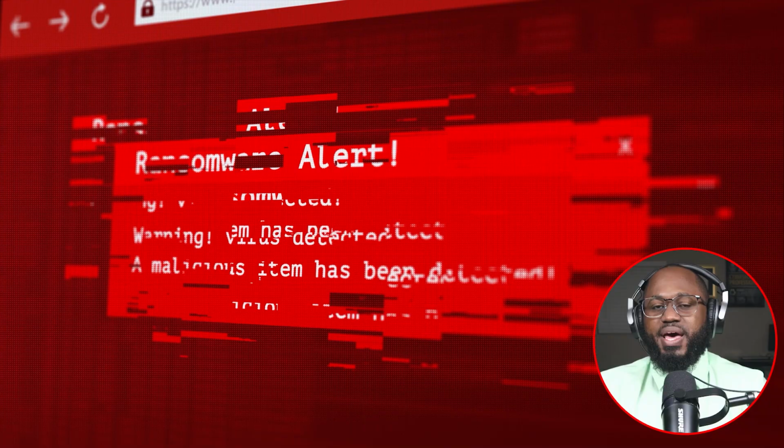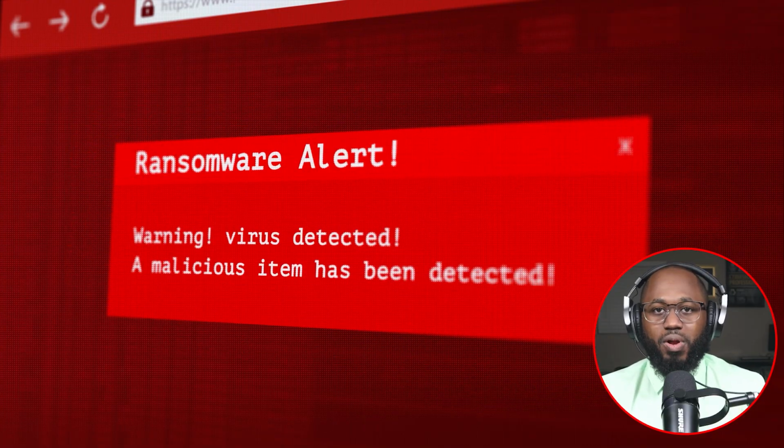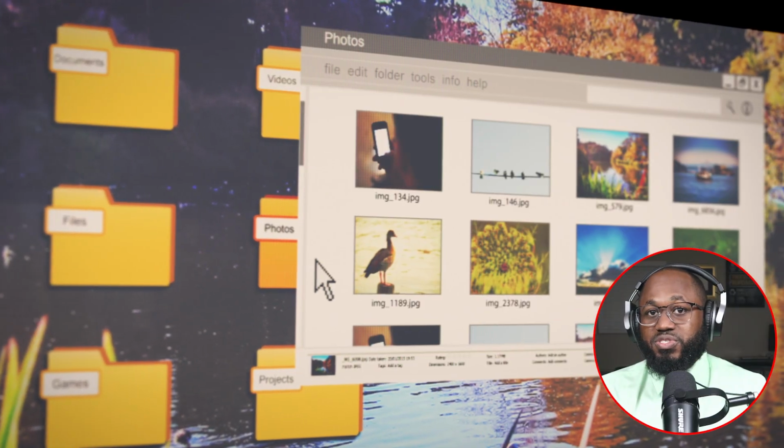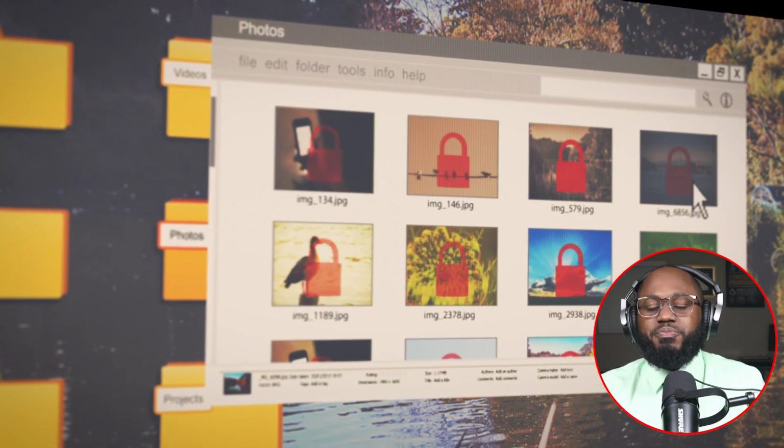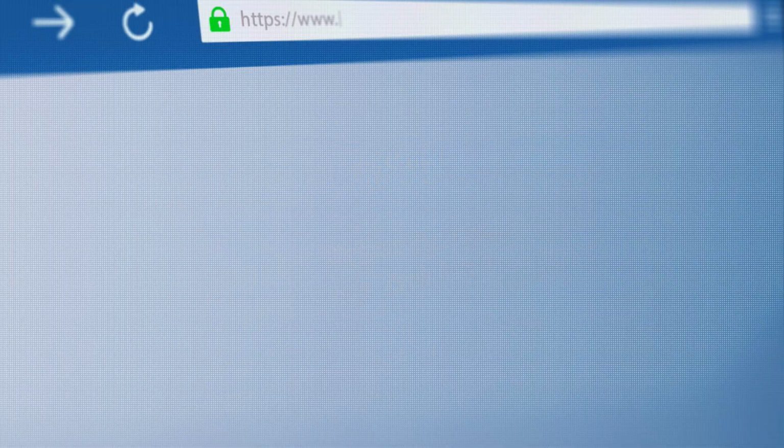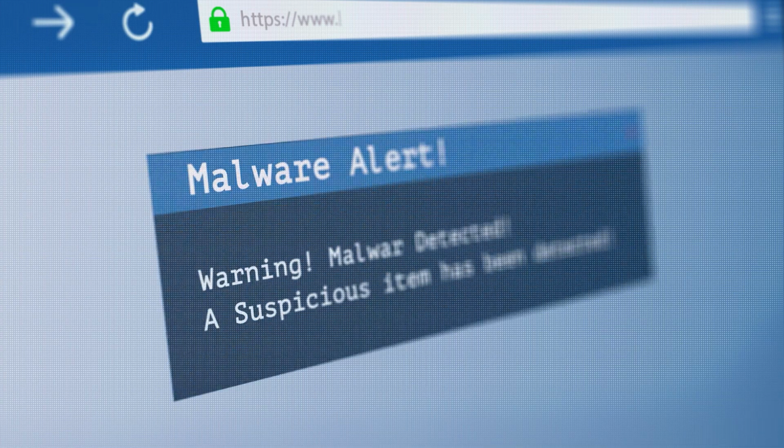Next, we have ransomware, which is a type of malicious software. It is designed to extort money by blocking access to files or the computer system until the ransom is paid. And last but not least, we have malware, which is a type of software designed to gain unauthorized access or to cause damage to a computer.